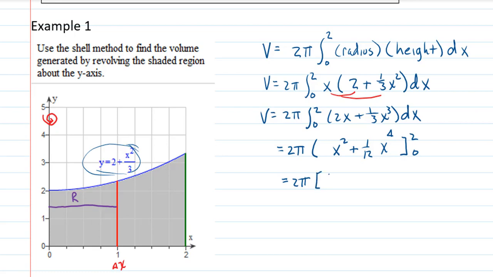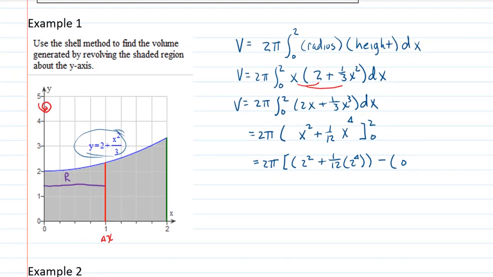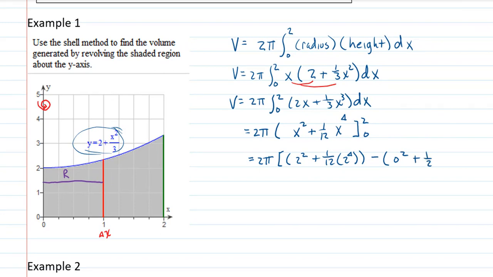So we plug in our upper bound of 2, and that's going to give us 2 squared plus 1/12 times 2 to the 4th, minus, and then plug in your lower bound, you get 0 squared plus 1/12 times 0 to the 4th. And then we take care of the arithmetic, and that's going to give us 2 pi times 4 plus 2 to the 4th is 16 divided by 12 is 4/3, minus, and both of these terms are going to go to 0, so that's going to give us 32 pi over 3.